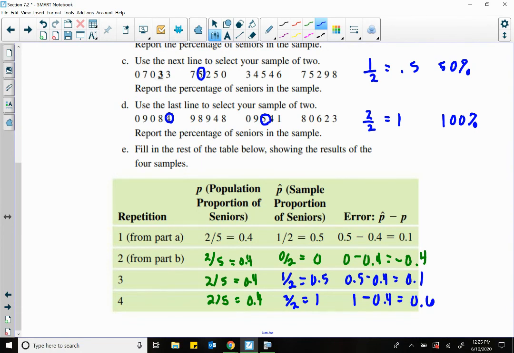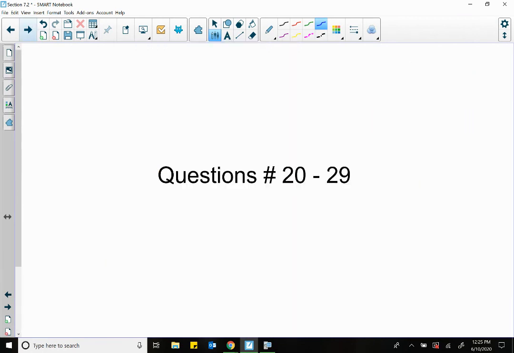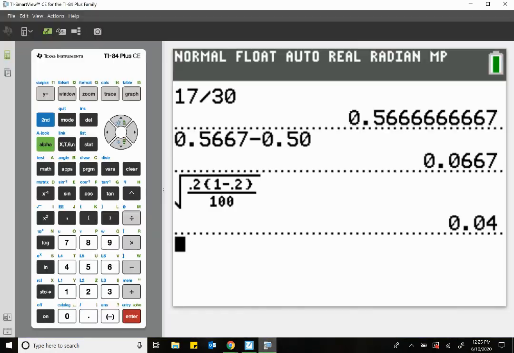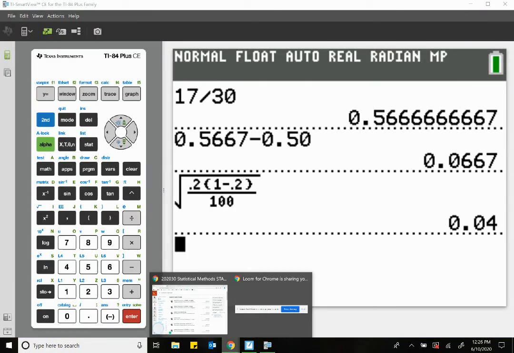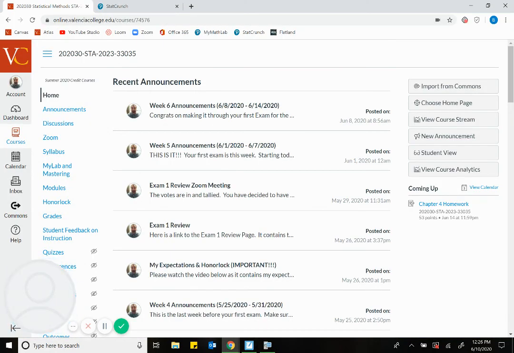That's part E. So we did E as we did all the other pieces. We just filled in the table. And that, again, finishes up 7.2. A little bit about accuracy, which is bias, and precision, which is your standard error. Okay? And from there, that's it. That's 7.2. See you next time.